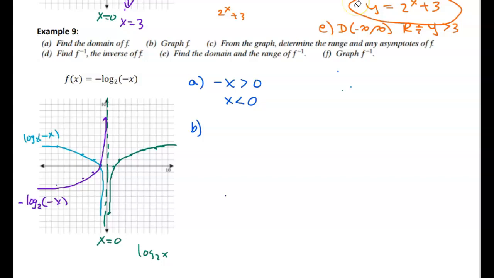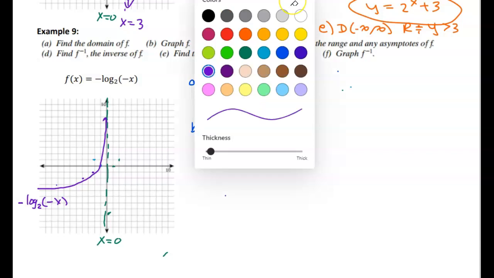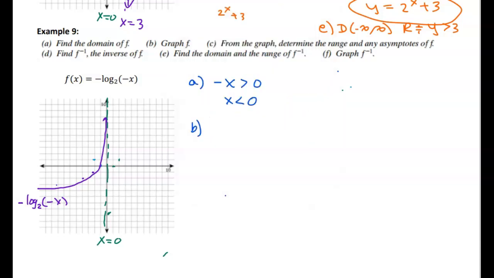Right, so I'm going to get rid of some of this stuff because it's getting too busy. That was the original log function. And this one was reflected across the y-axis. Right, so this is what we want. 2 reflections. Okay, so that was from the graph. Determine the range and any asymptotes. Okay, so the range is negative infinity to infinity. There's a vertical asymptote at x equals 0.